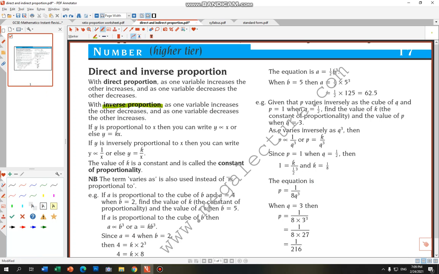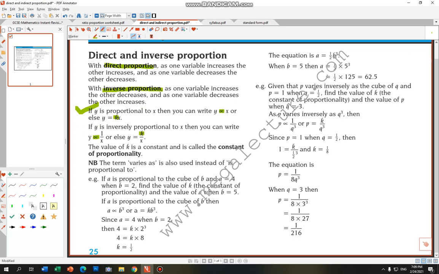If y is proportional to x, then you can write y is directly proportional to x, or y is equal to kx. When we remove the proportionality sign, a constant comes, which is called k. So this is the equation for direct proportion. If y is inversely proportional to x, then you can write y is inversely proportional to 1 over x, or else we can remove this sign and put a constant k here. The value of k is a constant and is called the constant of proportionality.